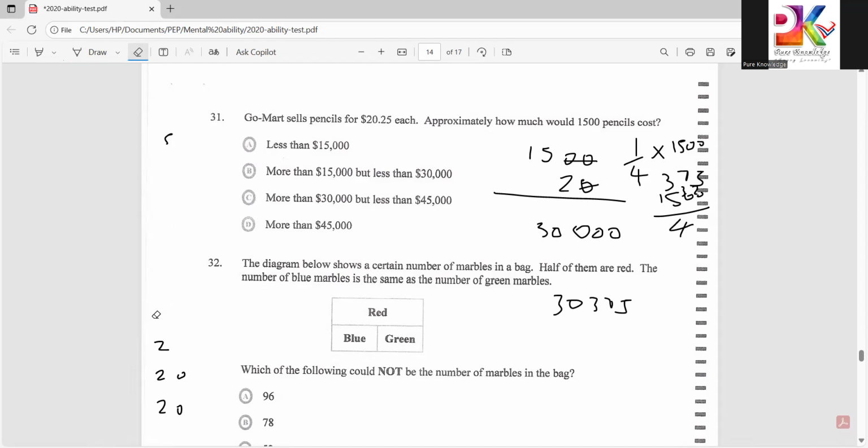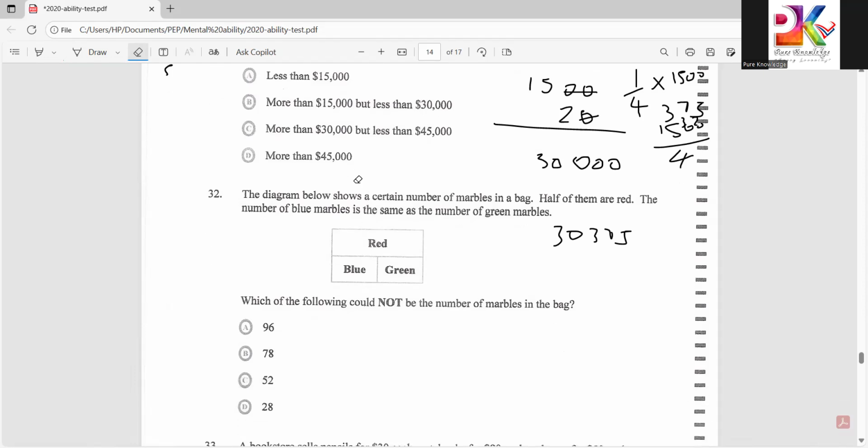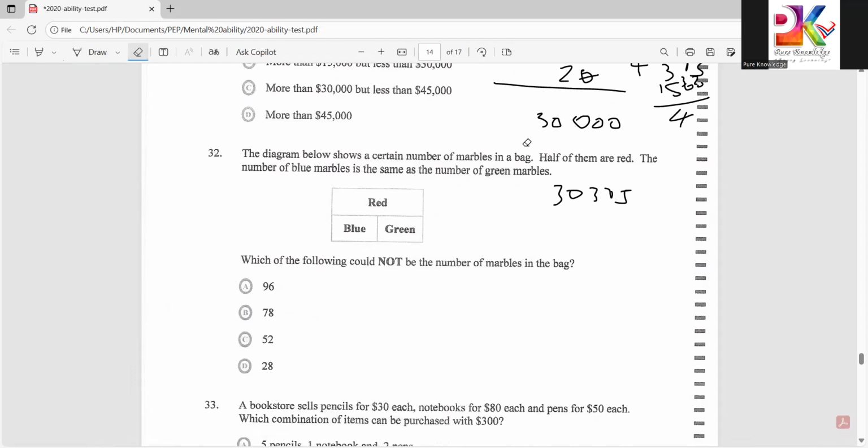Okay, 32 states. The diagram below shows a certain number of marbles in a bag. Half of them are red. The number of blue marbles is the same as the number of green marbles. So, which of the following could not be the number of marbles in the bag?